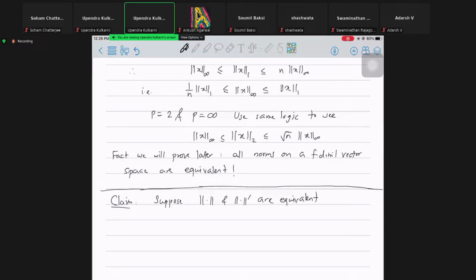Suppose I am given two equivalent norms on a vector space V. Then the notion of convergence and the topologies with respect to each one of the norms are really the same. So let's formulate this carefully.